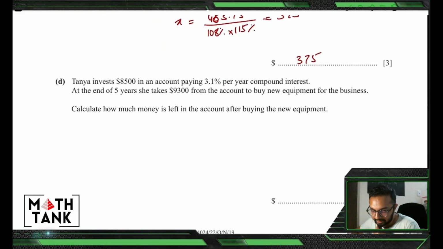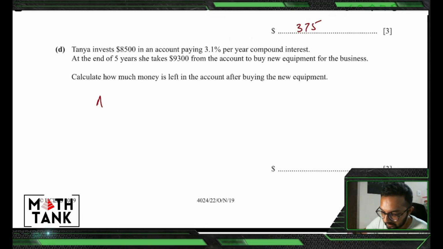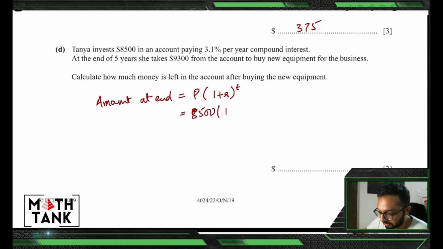Then it says Tanya invests 8,500 in an account paying 3.1% per year compound interest. At the end of 5 years, she takes $9,300 from the account to buy new equipment for the business. Calculate how much money is left in the account. So I want to find out how much money got accumulated first. The formula for compound interest is amount at end is P into 1 plus R power T, where P is the principal value, the original value 8,500, 1 plus R, so that's 3.1%, and the time is 5 years.